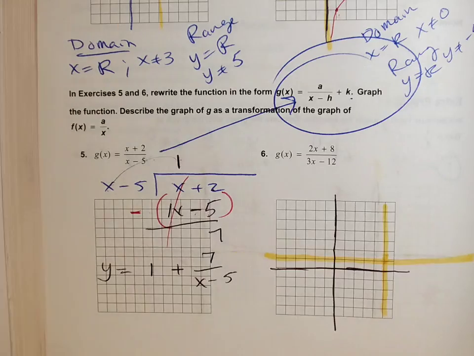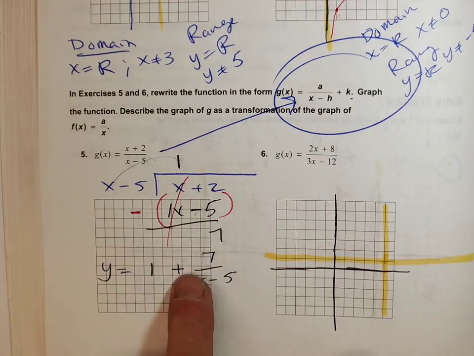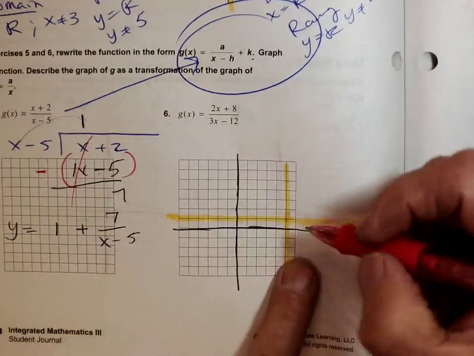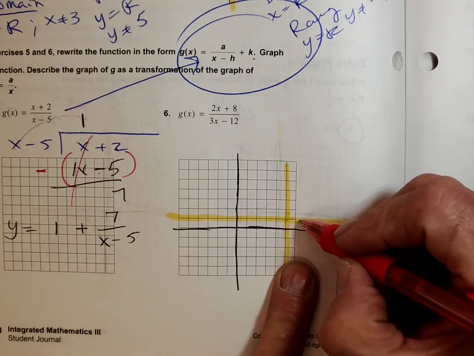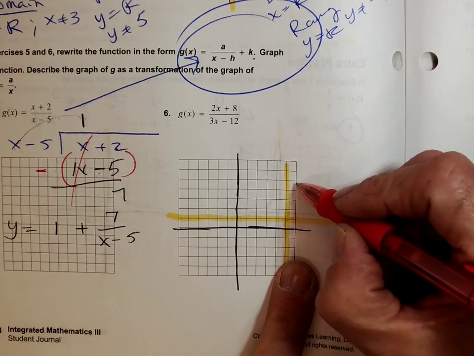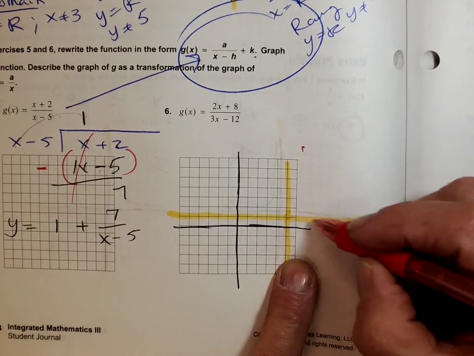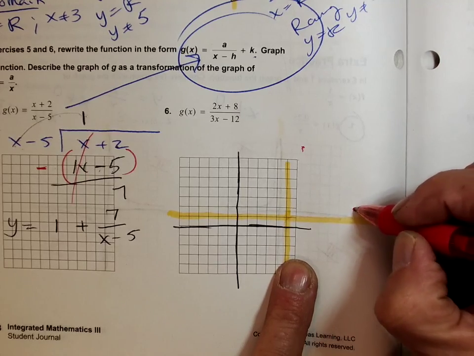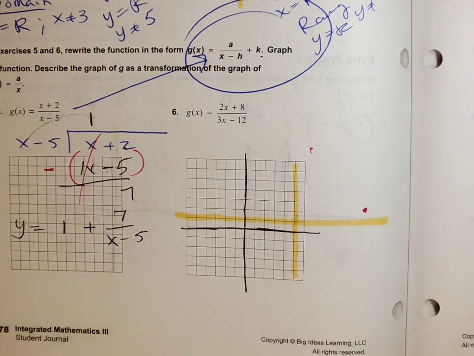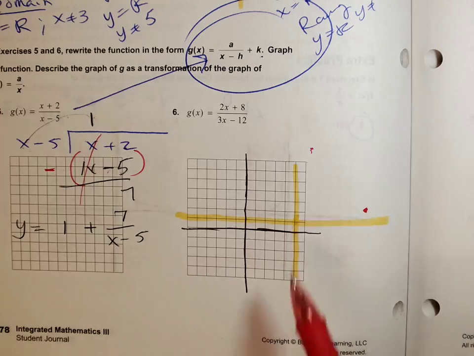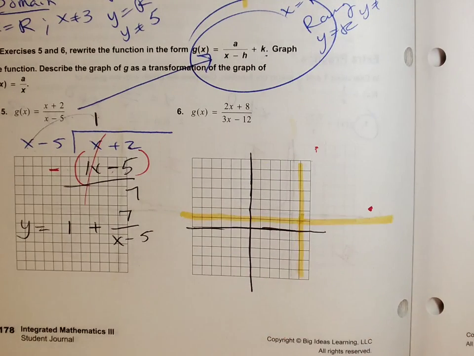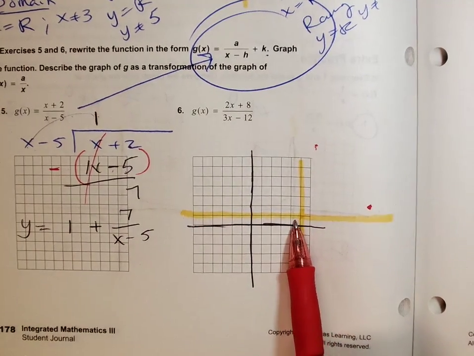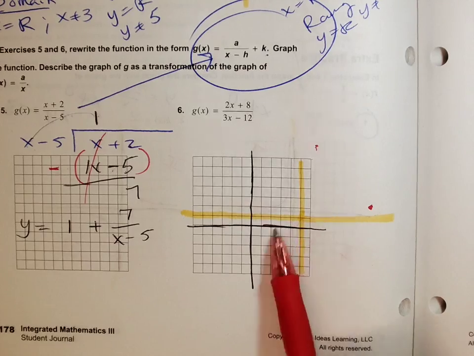Now, what times what makes 7? How about a 1 from here? A 1 and a 7: 1, 2, 3, 4, 5, 6, 7. Or a 7 and a 1, right? I only need 2 points because I know what the shape looks like, okay? So 1 times 7 and 7 times 1. Are you okay with that? From the intersection of the asymptotes, right? So I know what it looks like.